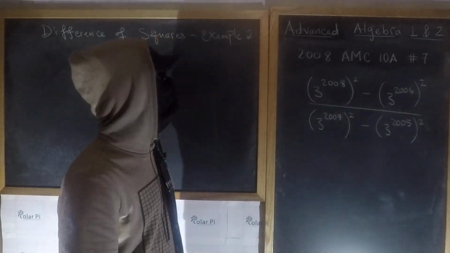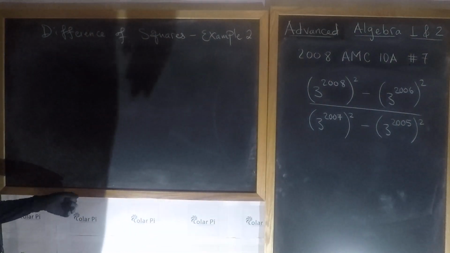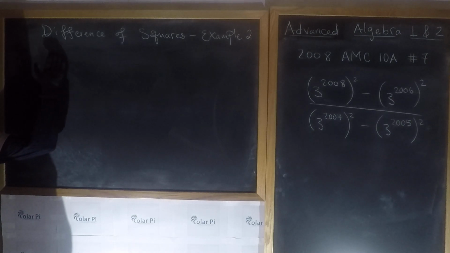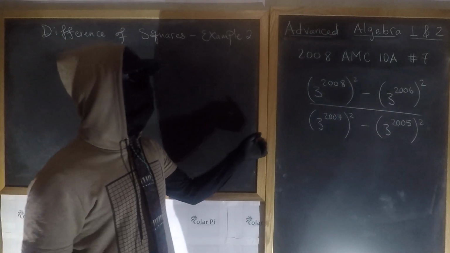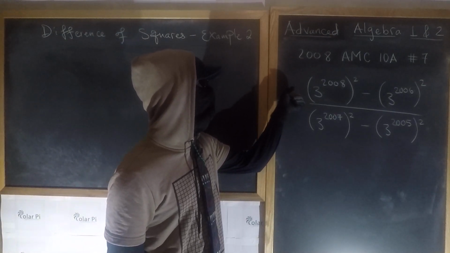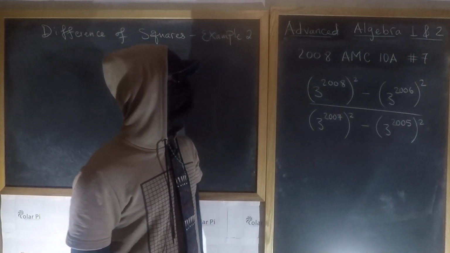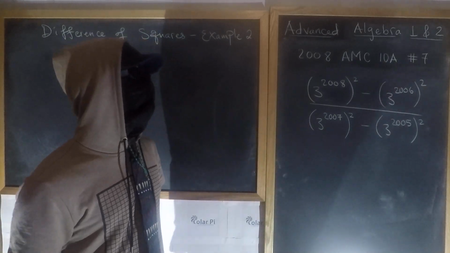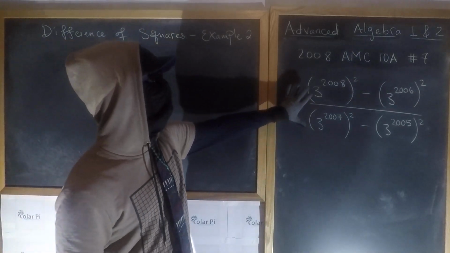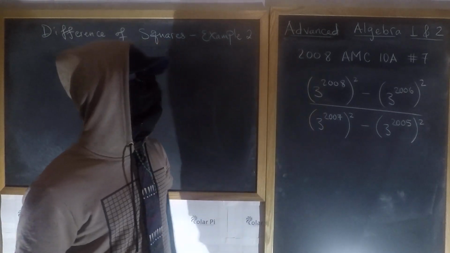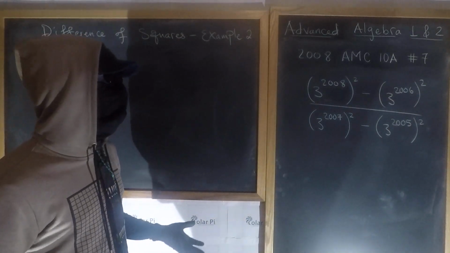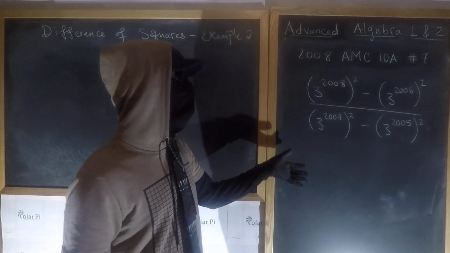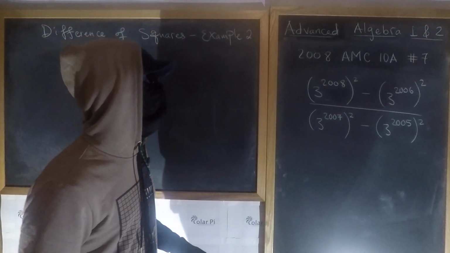Hey guys, welcome. So our second example on the power and the beauty and the usefulness of the difference of squares. Here we're going to use difference of squares to simplify this quantity and figure out what number it is. FYI, this is problem number 7 from the 2008 AMC 10A. While you can take other approaches to simplifying this, it's clearly screaming difference of squares.